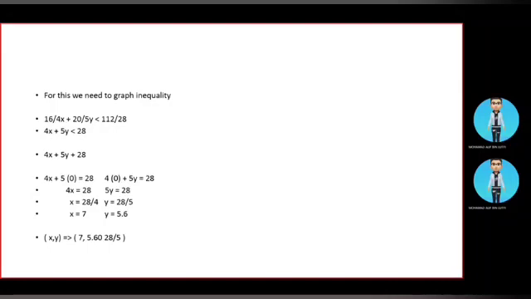For this, we need to graph the inequality 16 over 4x plus 20 over 5y, 4x plus 5y equals 28. 4x plus 5 times 0 equals 28. 4x equals 28, x equals 28 over 4, x equals 7. And y: 4 times 0 plus 5y equals 28. 5y equals 28, y equals 28 over 5, y equals 5.6. For the last answer, (x, y) equals (7, 5.6), which is 28 over 5. That's all from me.